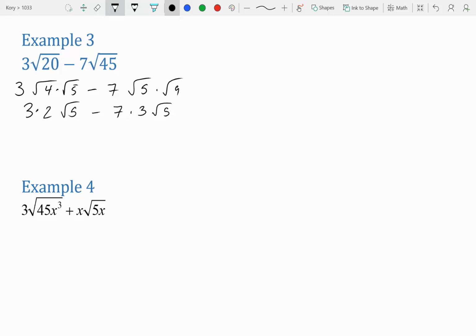The outside, you multiply because all of this is multiplication. So we have 6 square root of 5 minus 21 square root of 5. Now we can go ahead and subtract them because the radicand is the same. So we have 6 minus 21. So we have negative 15 square root of 5.